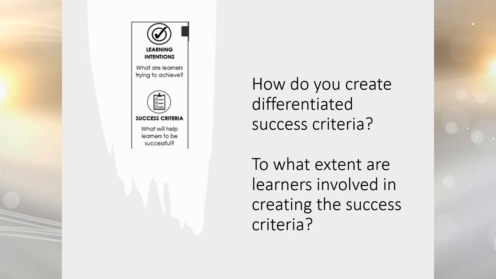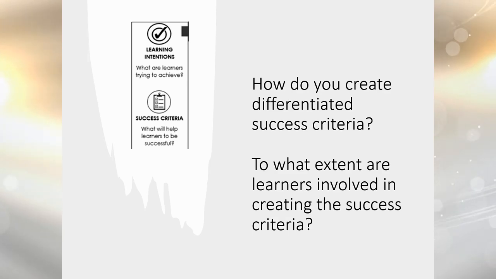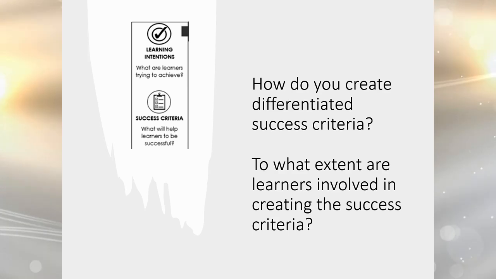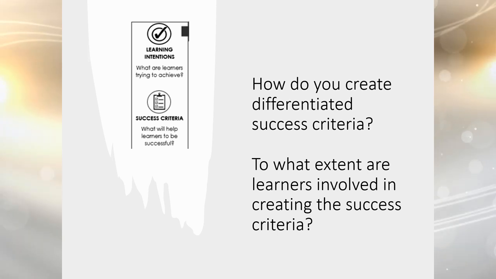What we need to do is think about how we differentiate our learning intentions and success criteria. What learners will achieve during the lesson, and whether we might need to have more achievable aims for some and a more challenging aim for others.